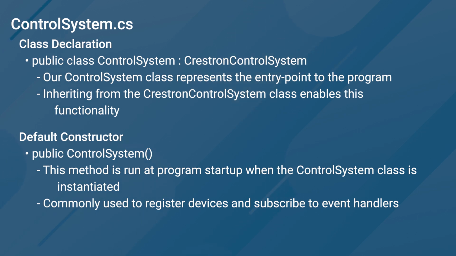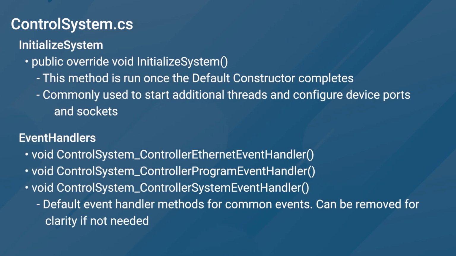The class declaration is public class ControlSystem. This is the entry point for our program. You will note its inheritance from the Crestron ControlSystem class. The default constructor. With every class, there will be a default constructor that runs whenever an instance of that class is created. Initialize system. Once the default constructor has completed executing, the InitializeSystem method executes.